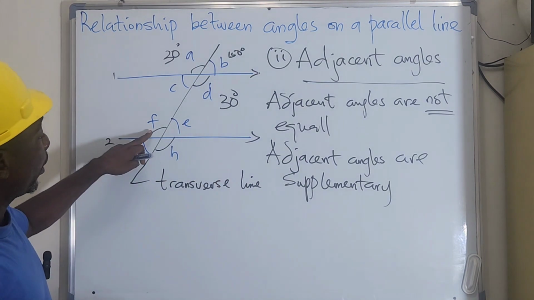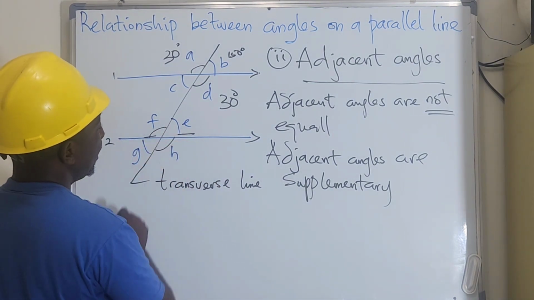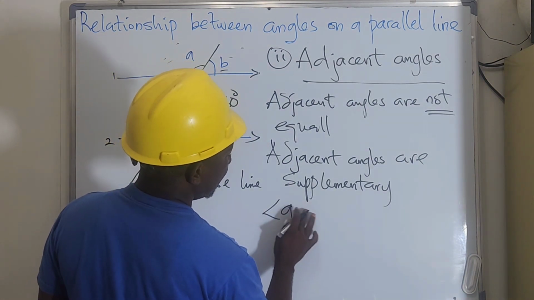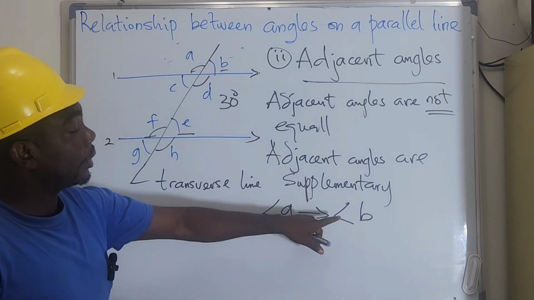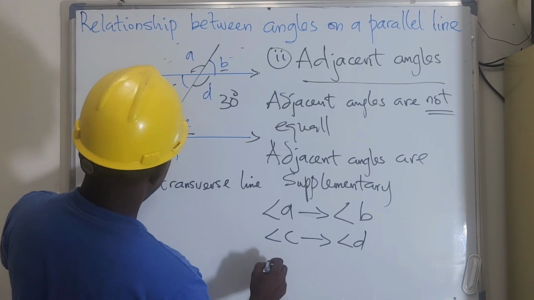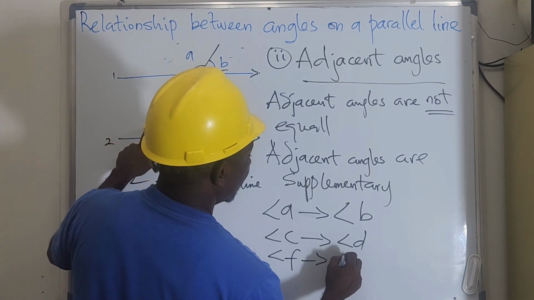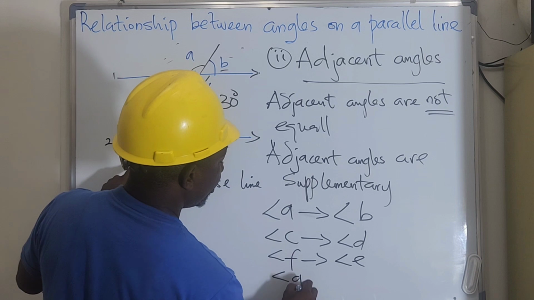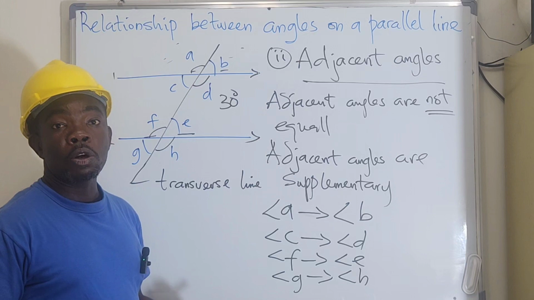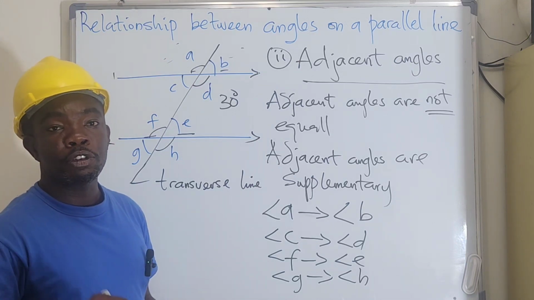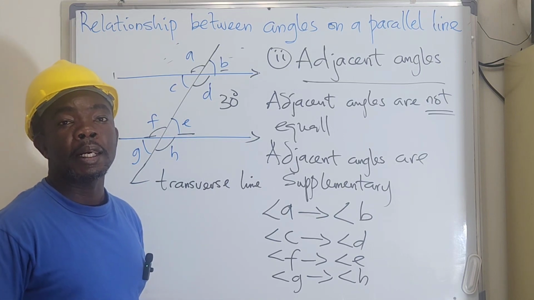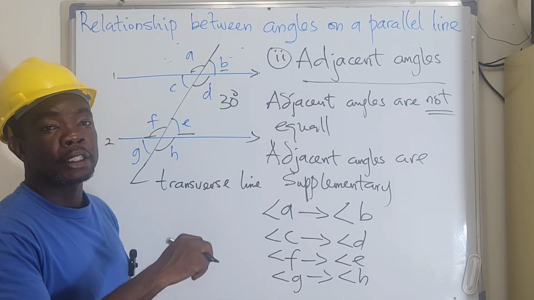What it means is, if we have this as A and this as B, angle A is adjacent to angle B, while angle C is adjacent to angle D. Also, angle F is adjacent to angle E, while angle G is adjacent to angle H. They are not equal, but they are supplementary. What does this mean? They lie on the same straight line, and we made mention before that the summation of angles on a straight line is 180 degrees. That is why we say it is supplementary.